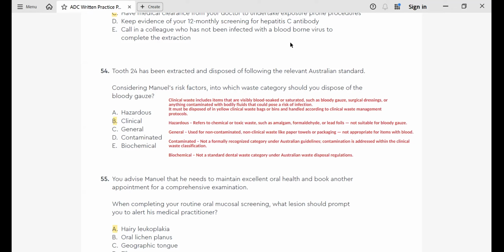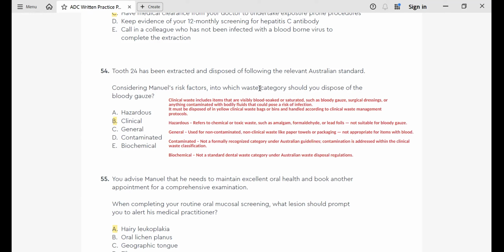All right. Now you understand why we have included clinical, right? Contaminated is not a formally recognized category under Australian guidelines. Contamination is addressed within the clinical waste classification. All right. When we have boxes here in our clinics, usually we have the box, which is the yellow clinical waste bag, right? That is the clinical waste. And that's where we put it.